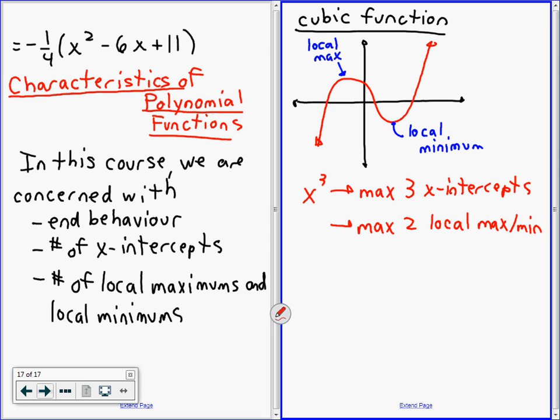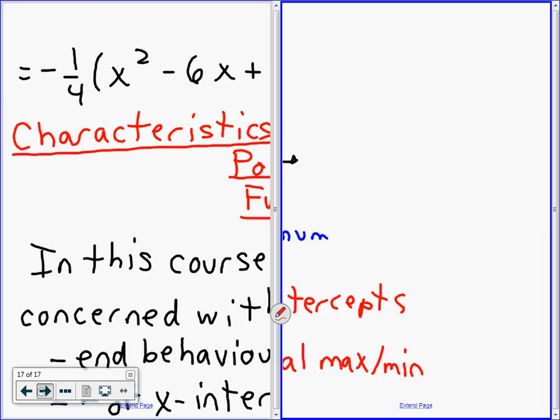local max min. Wait, so like there's only one max and one min? Yeah, but there's 2 together, right? Like we're not distinguishing. Okay, I thought that meant like, so there's 2 on each. No, sorry, 2 altogether, right? 2 altogether, try that. Okay, let's do a quartic function.